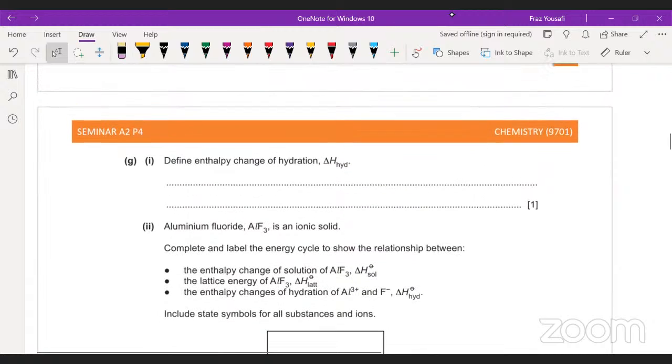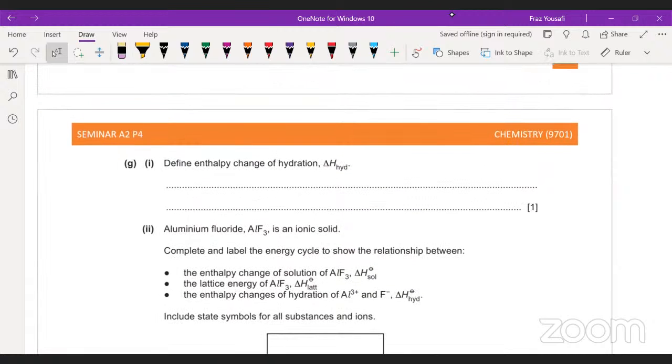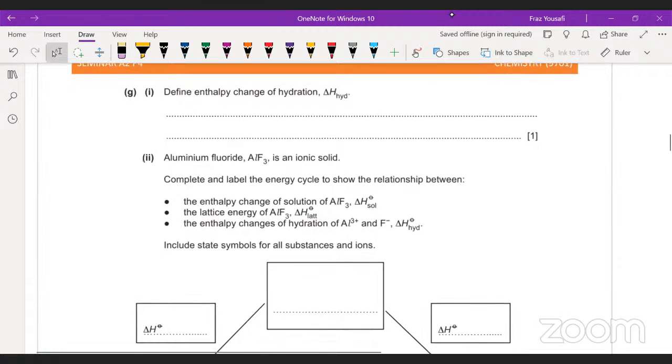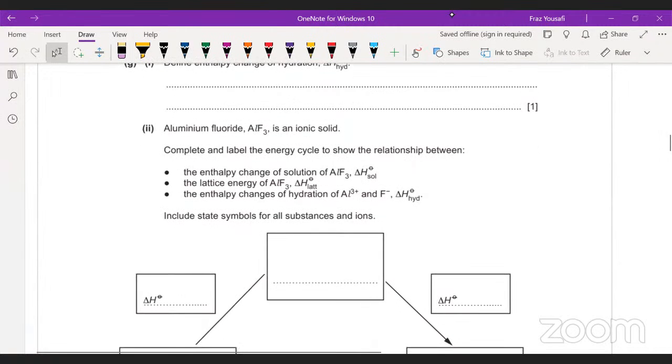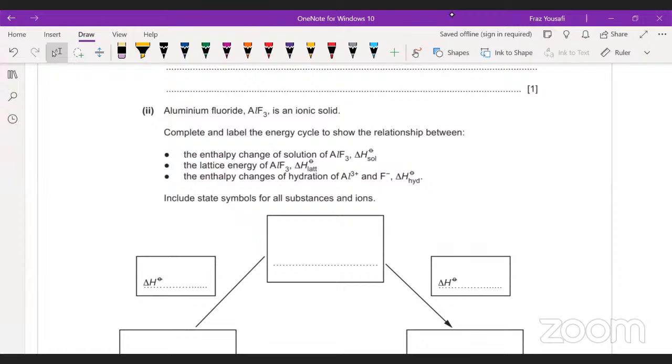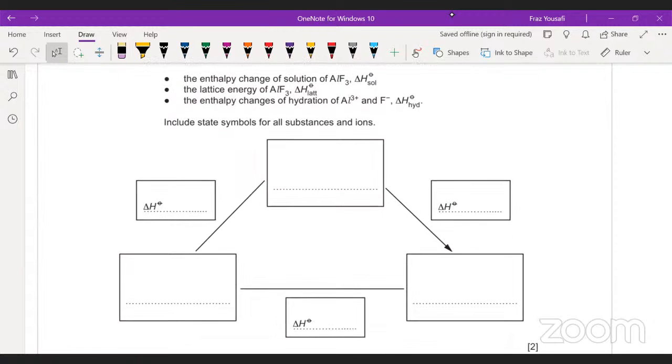All right, hydration again is the enthalpy change when 1 mole of any gaseous ions are added to enough water to form an aqueous solution. So I believe most of us are familiar with this. Now, looking at the understanding of the Hess's law representation, calculate and complete and label the energy cycle to show the relationship between the enthalpy change of solution of AlF3, the lattice energy of AlF3, and the changes of hydration of Al3+ and F-. So here's what we're going to do to show the actual overall process, if we could.